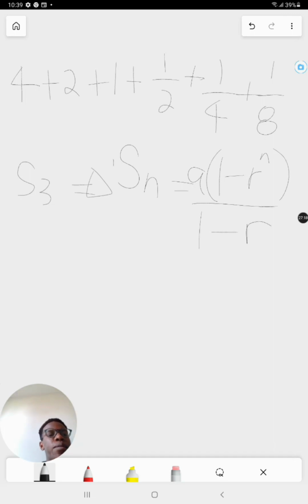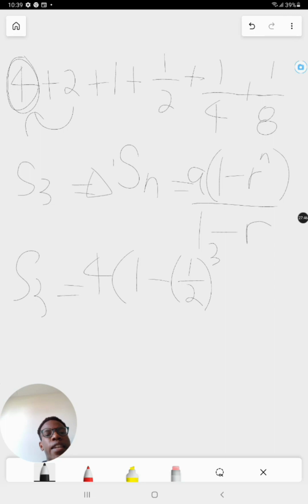Okay, now I substitute S3. I substitute 3 and all the relevant terms. Well, A is 4, right? Because A is my first term, so A is 4, and then 1 minus r. What is r? r is simply T2 divided by T1. We know in this instance it's a half, so that's going to be 1 over 2, and then to the power of n.